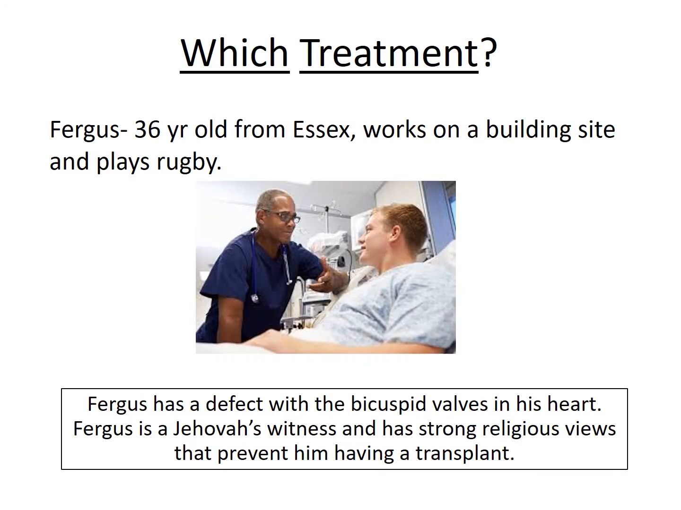Okay, next one. We've got Fergus. He's 36, he's from Essex, he works on a building site and he plays rugby. Now, Fergus has a defect with his bicuspid valves of his heart, so his valve is not working. Fergus is a Jehovah's Witness, and they've got very strong religious views that mean that they can't have transplants. Now, what would you suggest would be the best treatment for Fergus?